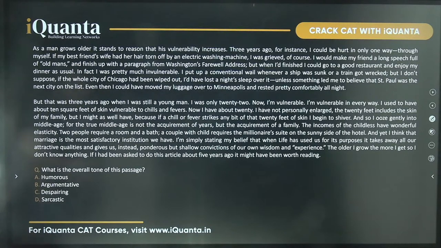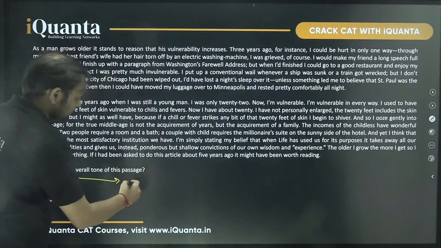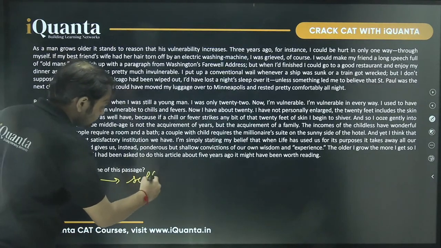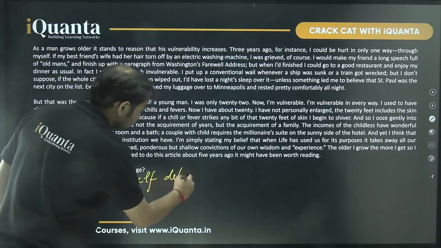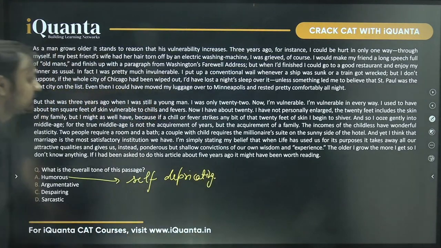This time again, most of you have got it correct. And you see what is happening here. I like this kind of writing. Look, and this kind of humor is called self-deprecating humor. The tone is humorous, and this kind of humor is called self-deprecating. Sometimes you also call it dry humor. So, as a man grows older, it stands to reason that his vulnerability increases.